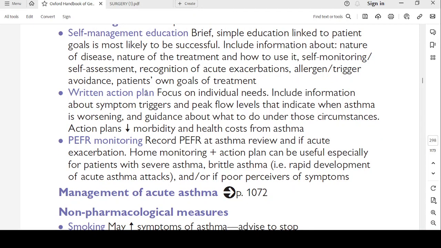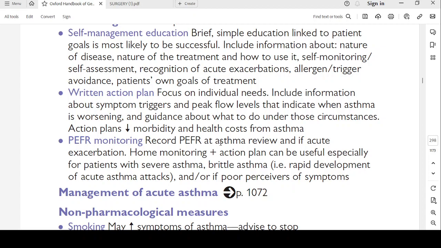Written action plan. Focus on individual needs. Include information about symptoms, triggers, and peak flow levels that indicate when asthma is worsening, and guidance about what to do under those circumstances. Action plans decrease the morbidity and health costs for asthma.